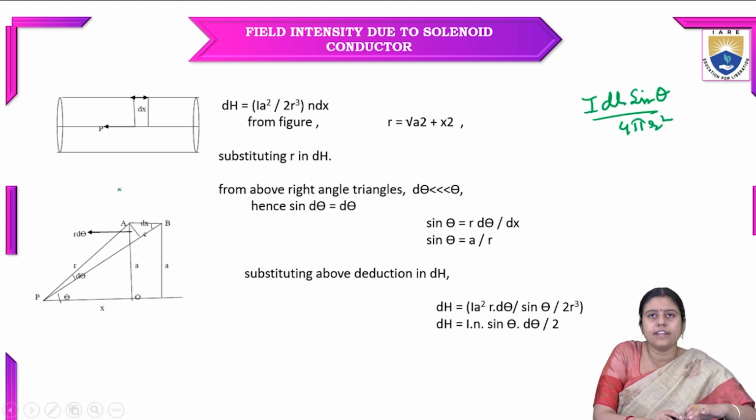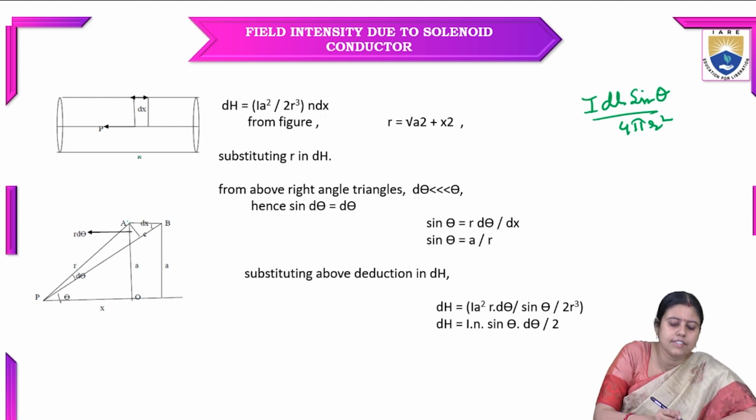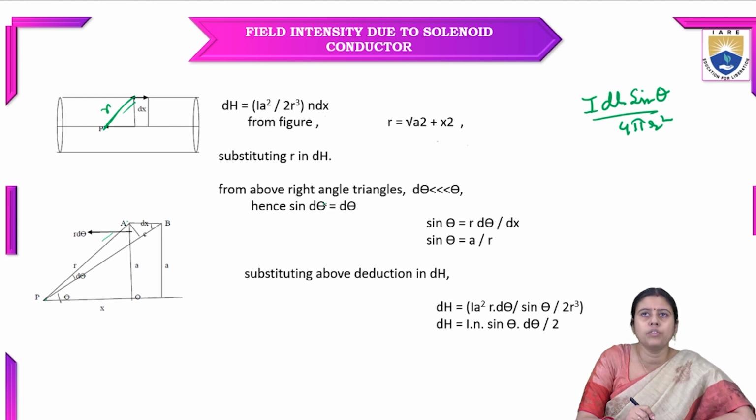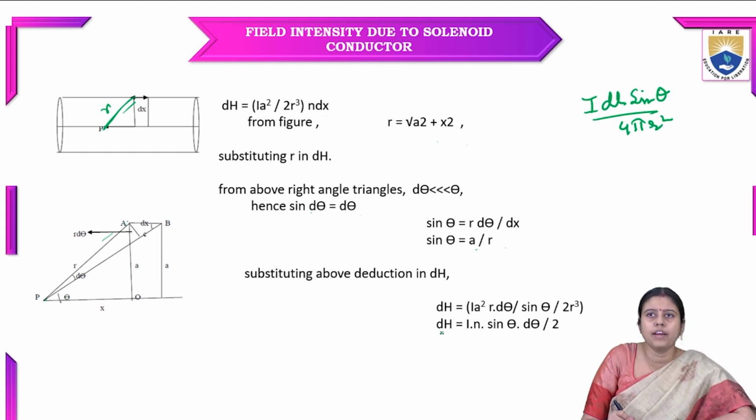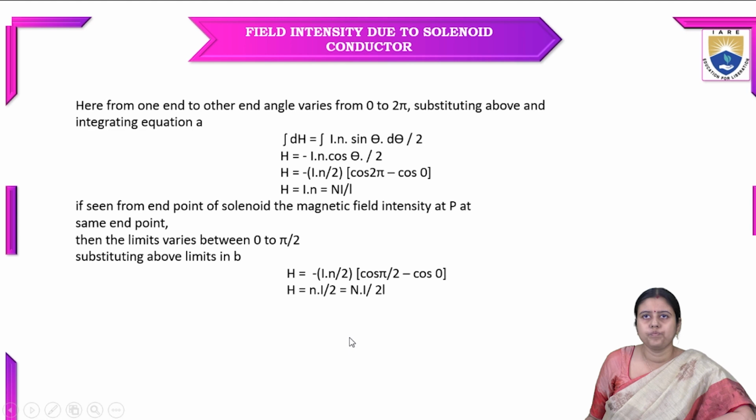If we take it in a triangular form, we will get a triangle where r is the distance from here to here. This is the distance r. If we put the value, r is equal to root of a square plus h square. And as the angle is very, very small, we can write sin theta is equal to theta is equal to a by r. So if we put all the values, we will get dH is equal to n sin theta d theta by 2.